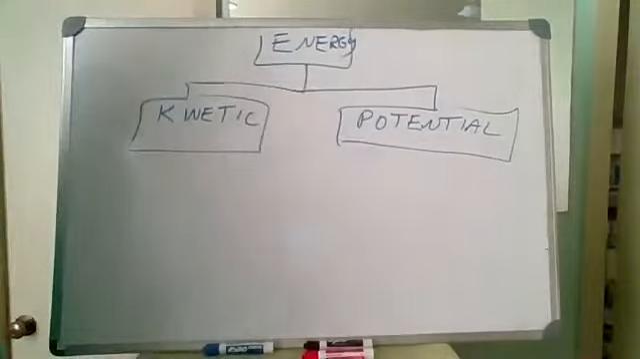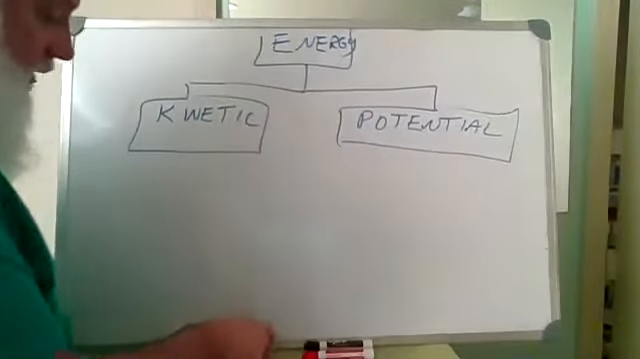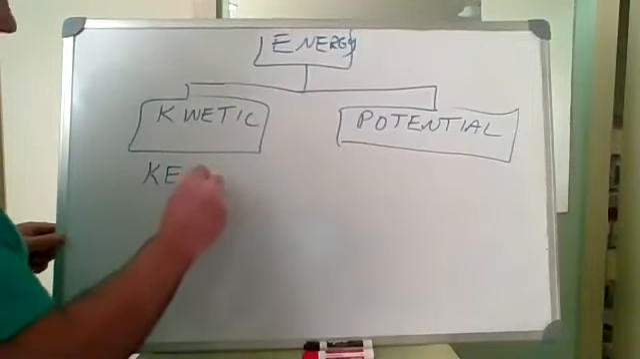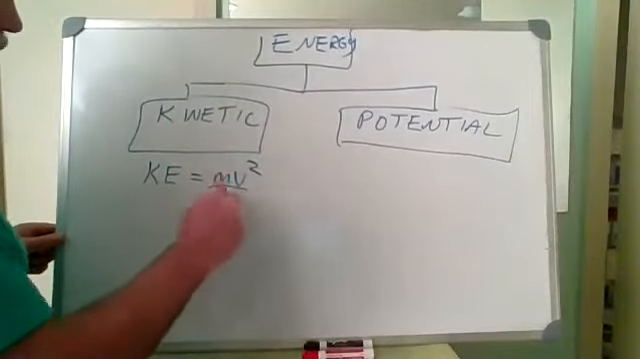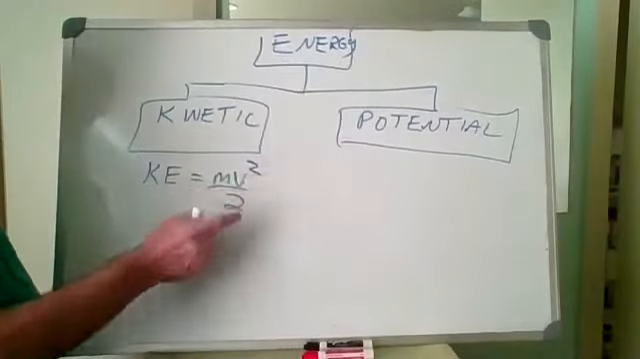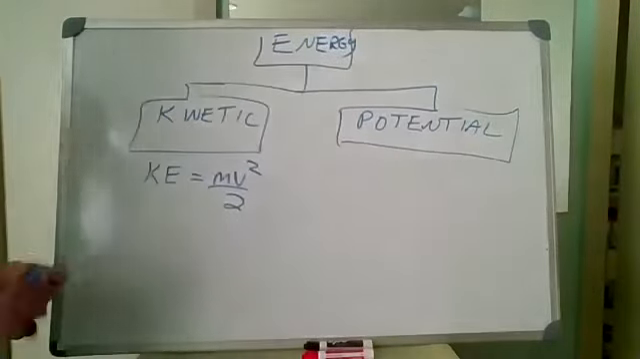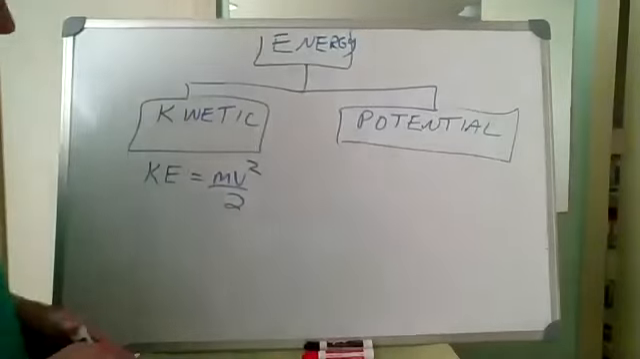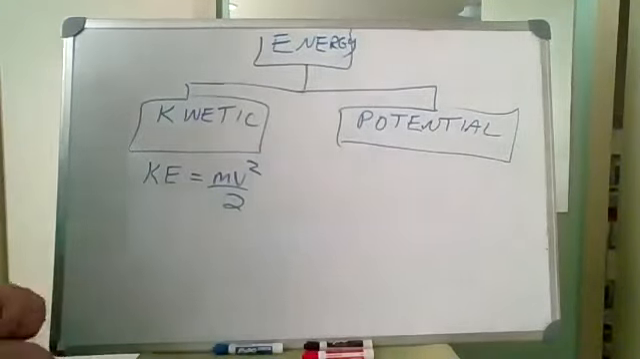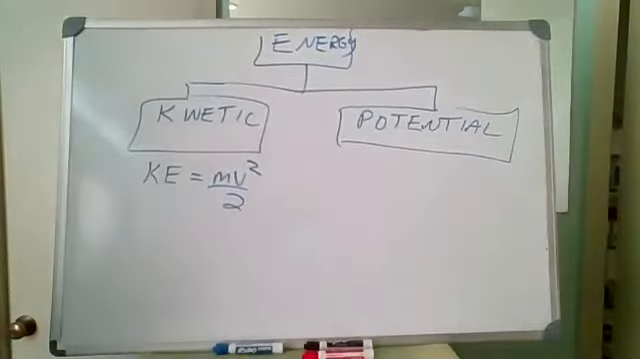Okay, and you can easily calculate kinetic energy. Kinetic energy is equal to mv squared over 2. So the mass of an object times its velocity squared divided by 2. Looks a lot like E equals mc squared, right?